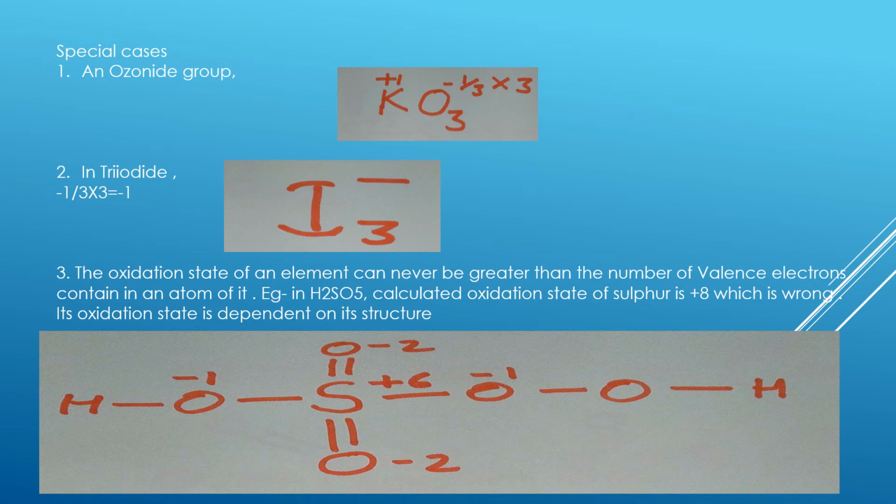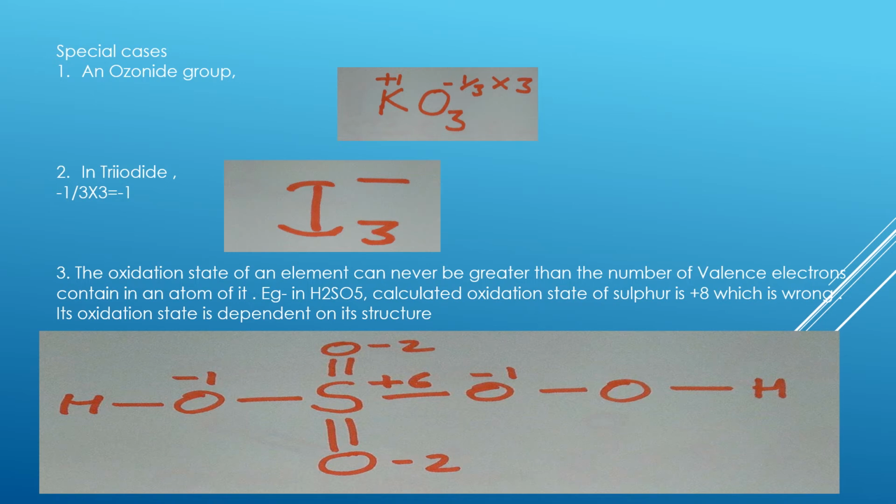First one is the ozonide group, potassium ozonide. In this case, as you know, this is an alkali metal, its oxidation state is +1. So in O3, total charge will be -1. In fractional form, on 1 oxygen there is -1/3 charge, and on 3 finally it will be -1. Now in case of triiodide also, total charge on these 3 iodine is -1. So on 1 there will be -1/3, and -1/3 into 3 is -1.